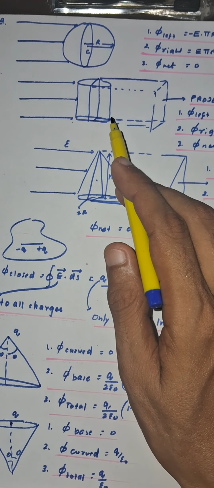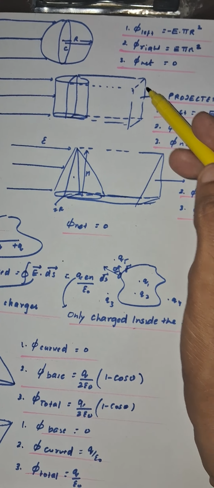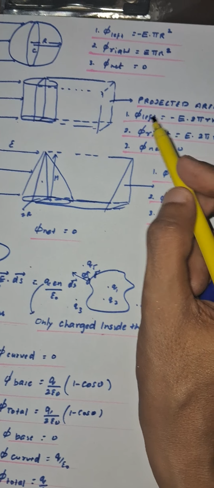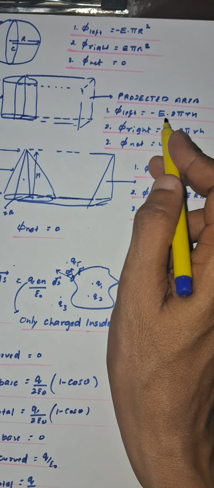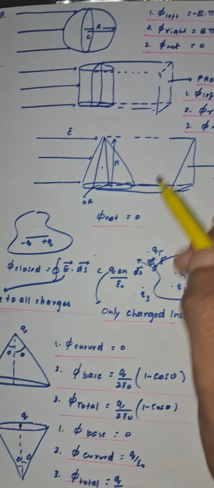Suppose we place a cylinder over here, then if we try to look at it, there is a concept of projected area. So this will be the projected area, and all the field lines will enter through this. So through the left surface it will be minus E into 2 pi rh, from the right E into 2 pi rh, and net flux will be 0.